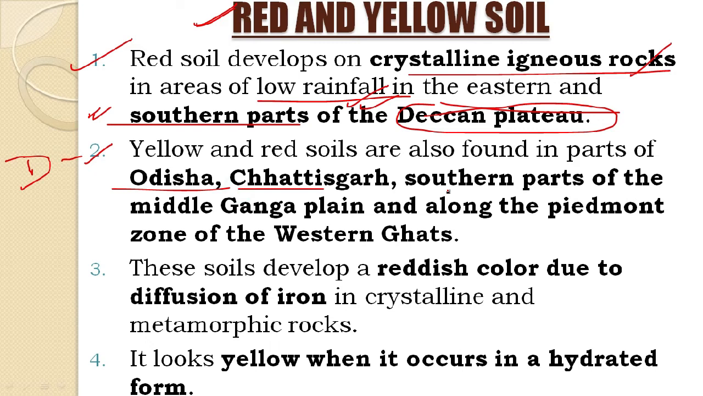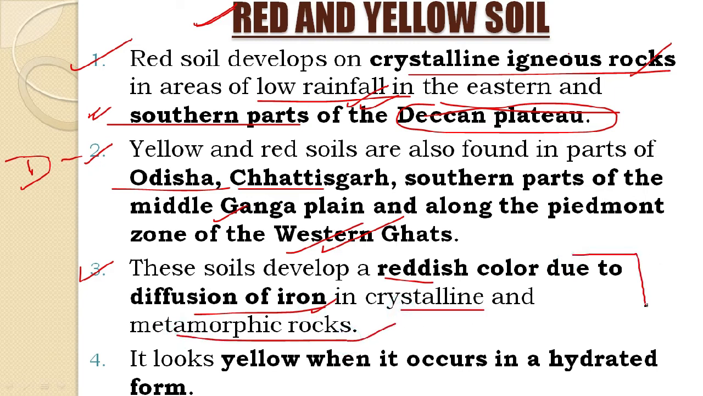Odisha, Chhattisgarh, southern parts of the middle Ganga plain along the Piedmont zone of the western Ghats. Next we see that these soils develop a reddish color due to diffusion of iron in crystalline and metamorphic rocks. Students, you might be aware of the compound named iron oxide. So basically this turns the color of this soil into red. Now it looks yellow when it occurs in a hydrated form.